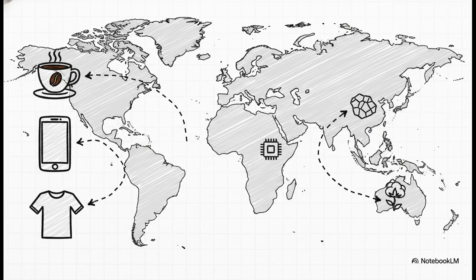I mean, just look at how normal this has all become. The beans for your coffee might come from Brazil, your phone was probably put together in Asia, and your shirt could be made with cotton from India. They all travel thousands of miles just to be part of your day. So whether you think about it or not, you're a major player in this giant global network.